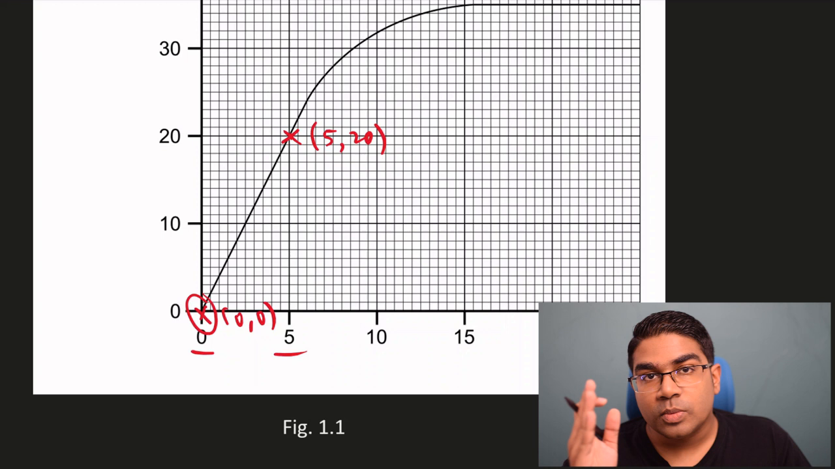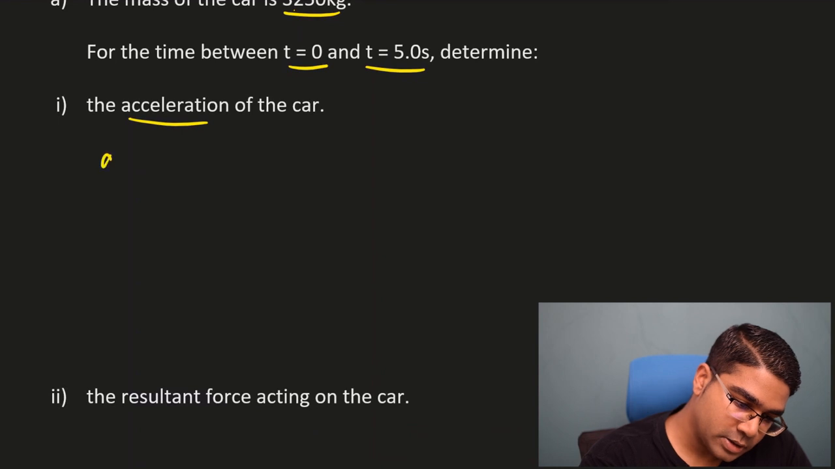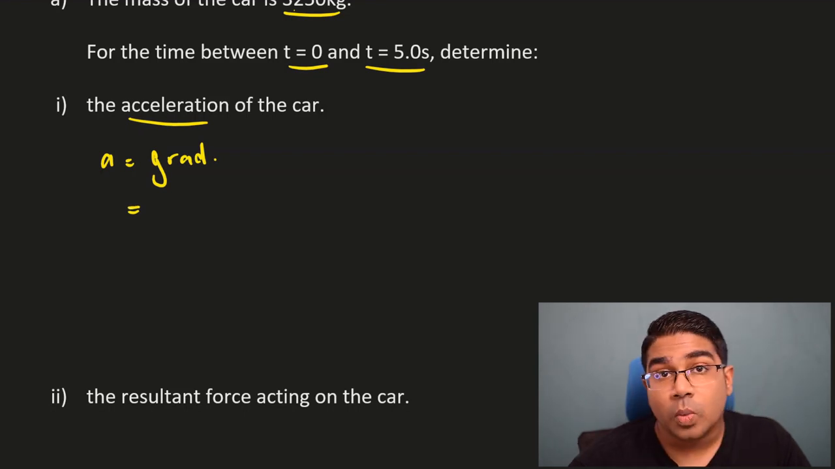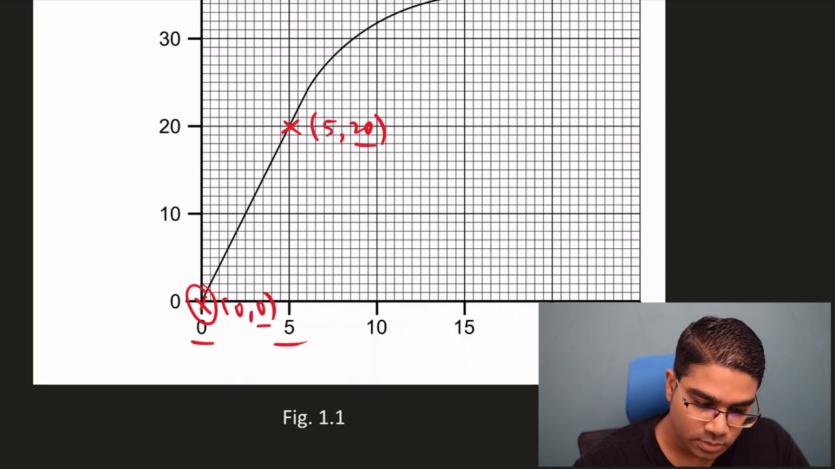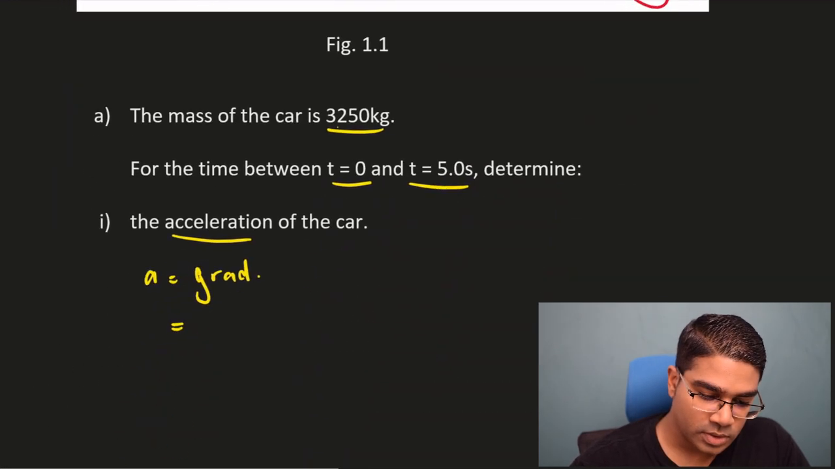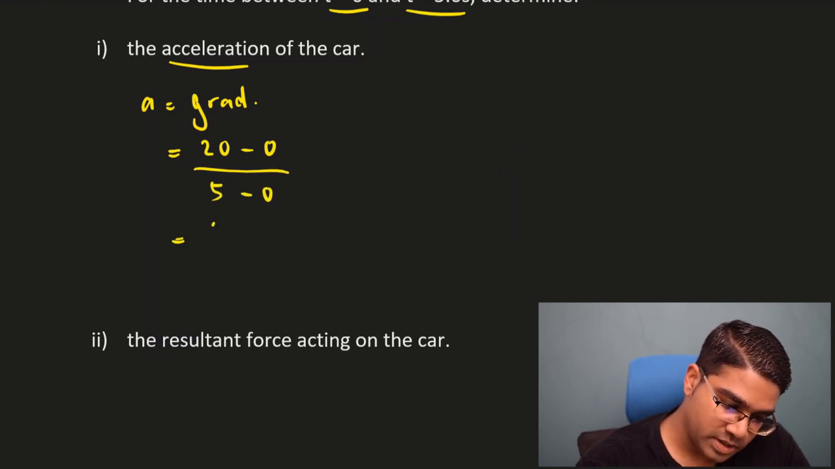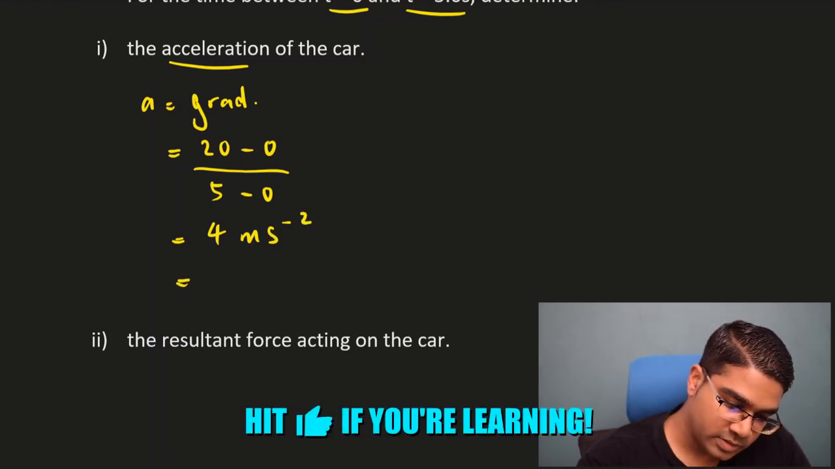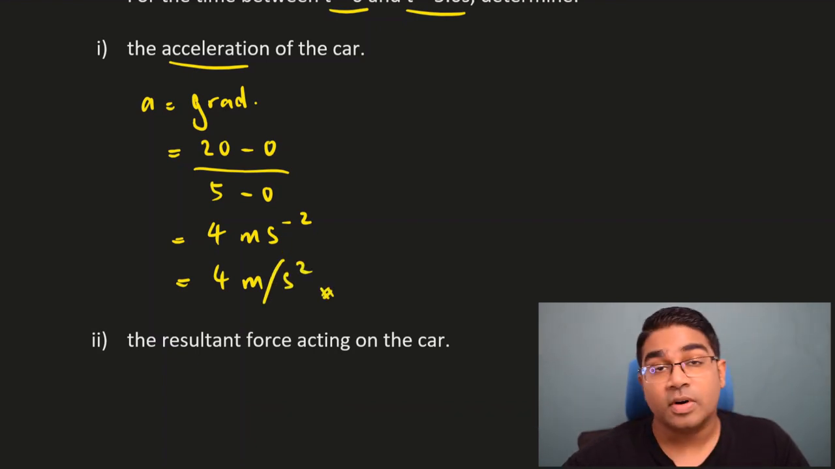Now we can find the gradient using y2 minus y1 over x2 minus x1. So let's do that. Here the acceleration a is equal to the gradient, and this will be equal to, so y2 minus y1, this is why I like to label the points first. y2 is 20 minus 0, and x2 will be 5 minus 0. So this is equal to (20 minus 0) over (5 minus 0), and this will give us 4 meter per second square. There are two ways you can write this. You can write it like this, or you can also write this as 4 m/s². Both are correct. So the answer here for acceleration is 4 meter per second square.